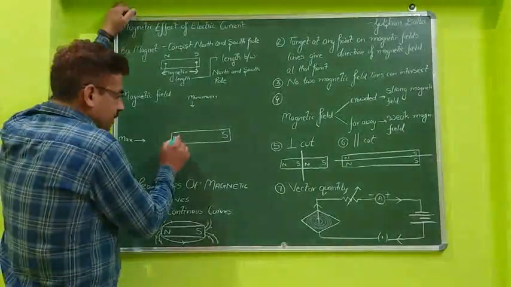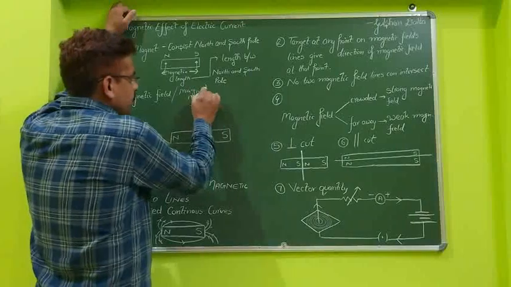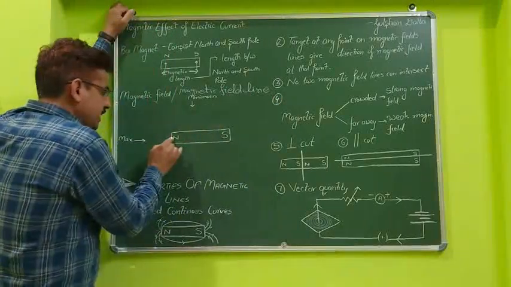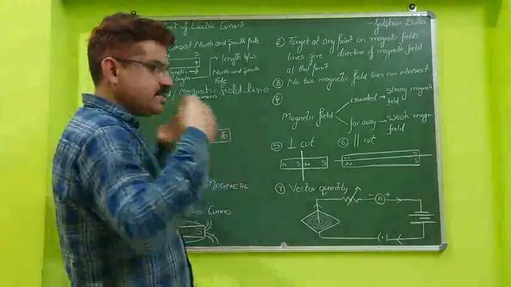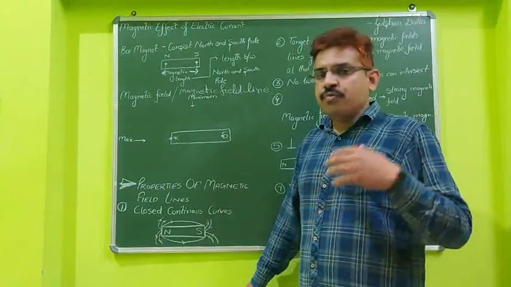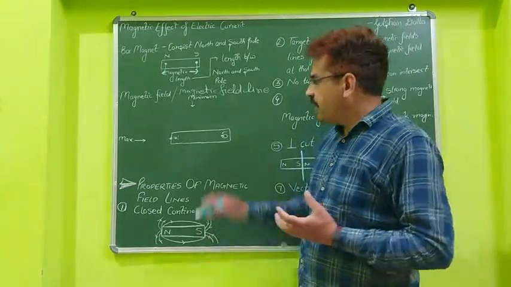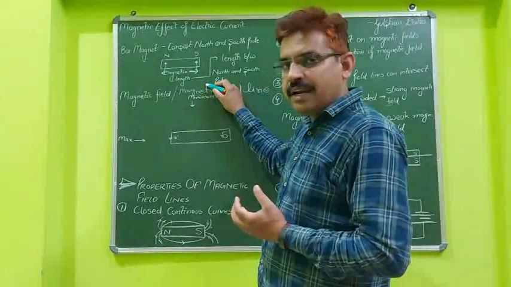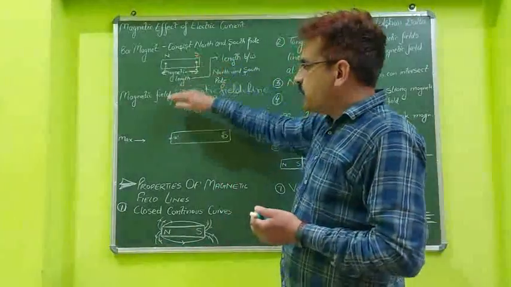So let me start with the magnetic field and magnetic field lines. What are the magnetic field lines? I already discussed that something is there outside the bar magnet. So we can say up to what distance we can see the impact of that particular bar magnet. If I put an iron piece here, it will attract. An iron piece here, it will attract, but at this distance it will not attract. It means that no field is there. So that is the meaning of field.